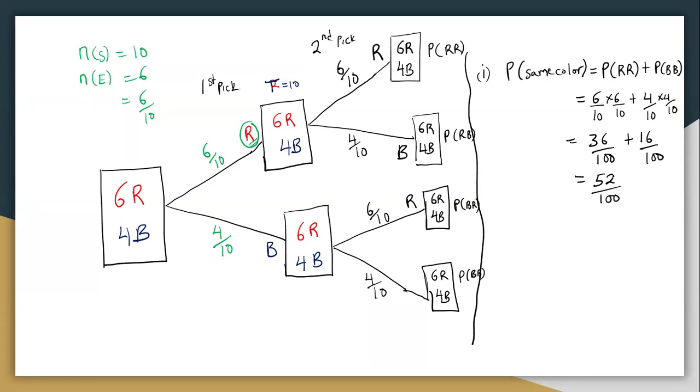In case it can be reduced, you go on and reduce it. So when I reduce, I'll have 13 out of 25. That is our Roman 1.